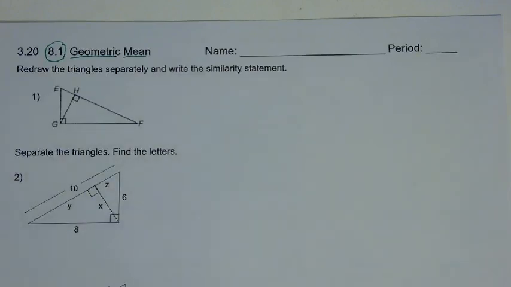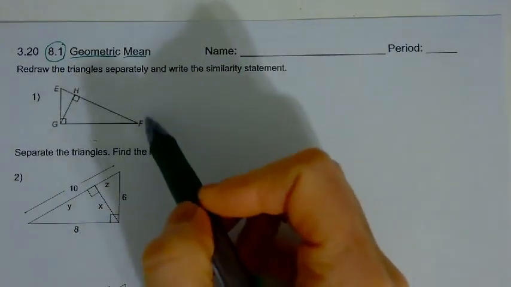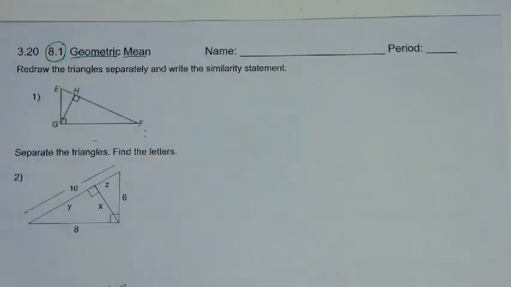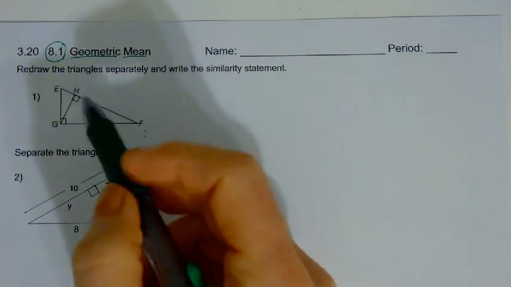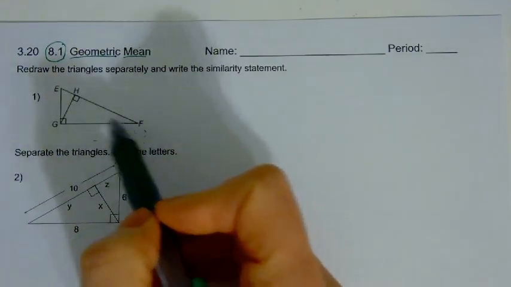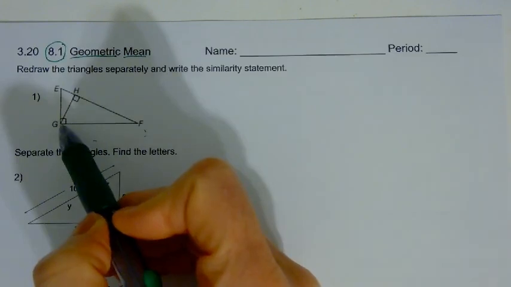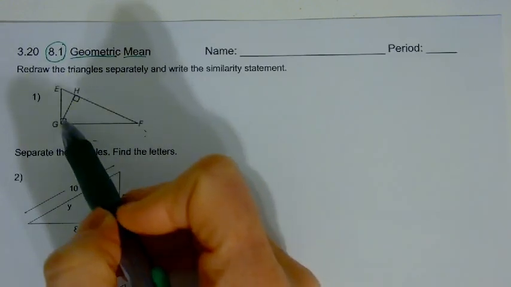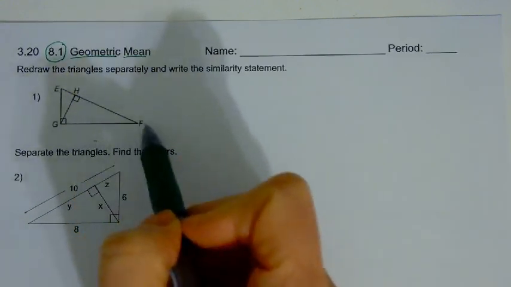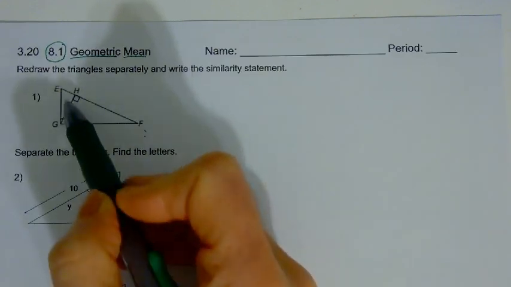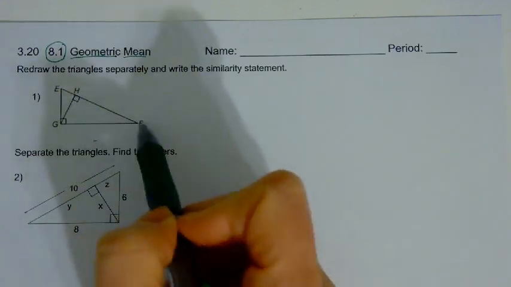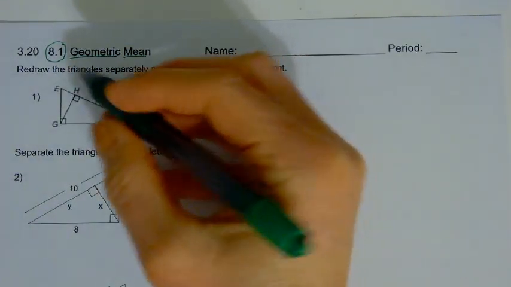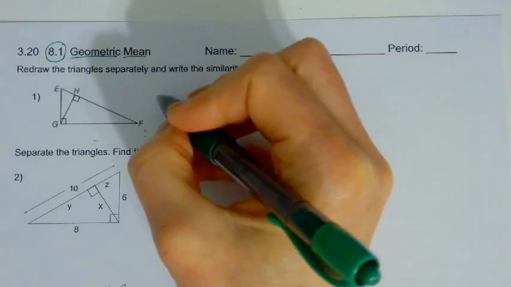Okay, so we're going to redraw this triangle separately into its three different triangles. We have the big one, the medium, and the small. And remember, in class we learned the theorem that if you have a right triangle and you drop a perpendicular segment from the right angle to the opposite side, if you drop this altitude, then this altitude divides this larger triangle into two smaller triangles that are similar to each other and similar to the largest triangle. So we're going to draw these three triangles in the same position that we see this large triangle in.